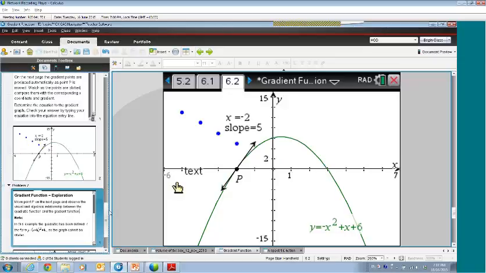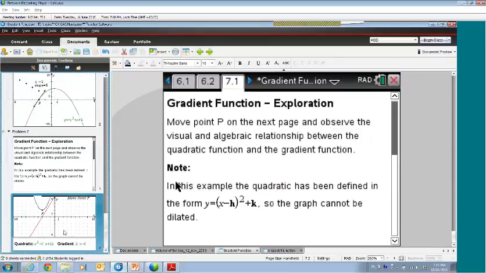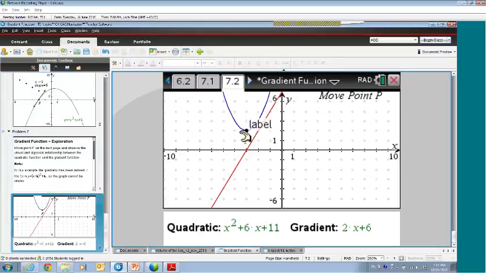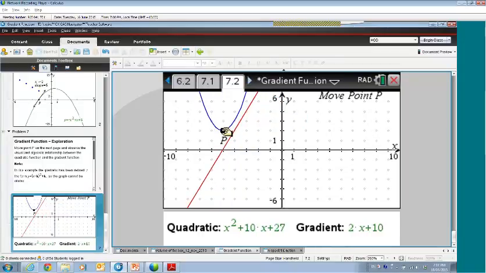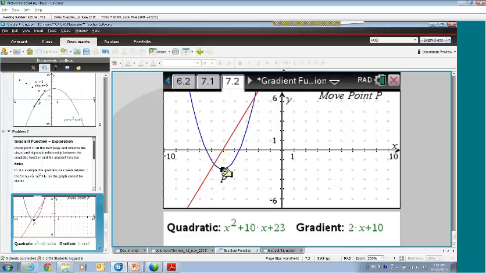And the last part is an opportunity to investigate. So it's more open-ended in this case. So we have a quadratic function where the students can just grab the turning point and move it around and see how the gradient function is associated with this quadratic. And the question on the actual worksheet itself is open-ended like that. Find the sorts of patterns and observations that you've got.